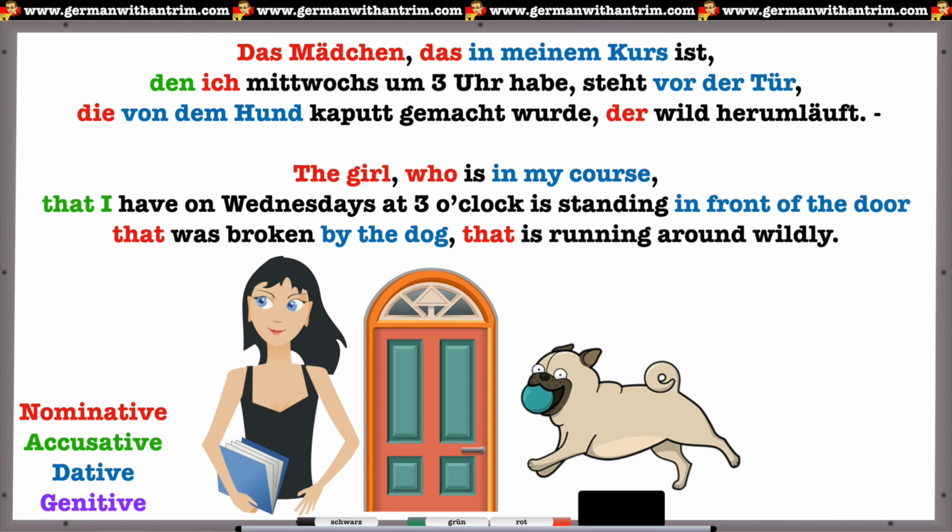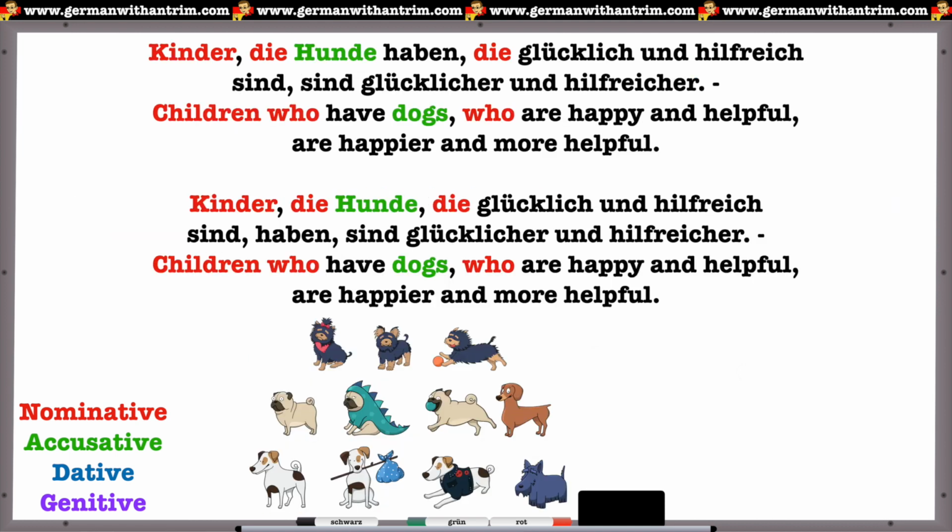Since a course cannot run around wildly, the context is clear based on the gender and cases that we have here in this sentence. It may look a little bit out of place for German learners, but it's actually perfectly fine. Kinder, die Hunde haben, die glücklich und hilfreich sind, sind glücklicher und hilfreicher. Children who have dogs, who are happy and helpful, are happier and more helpful.